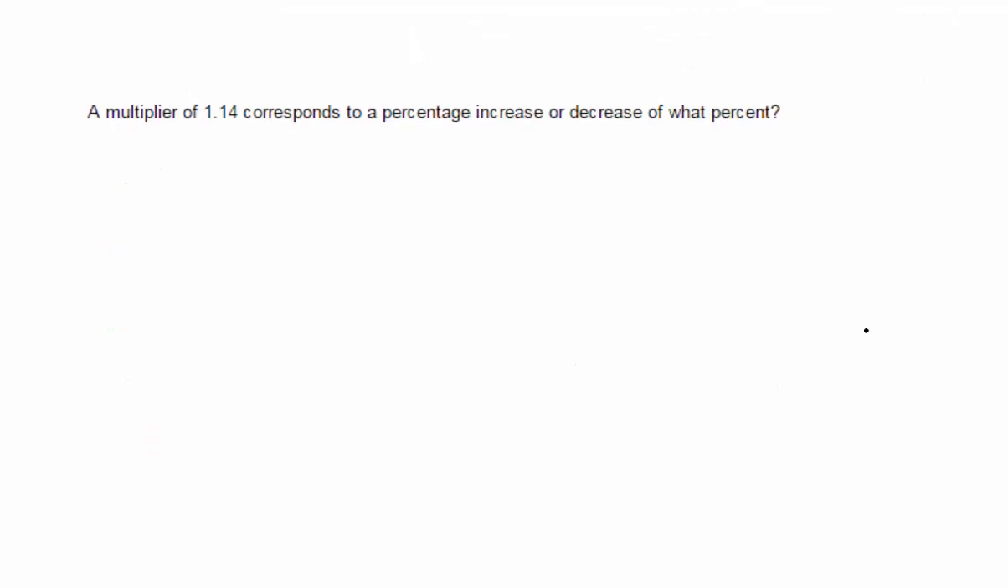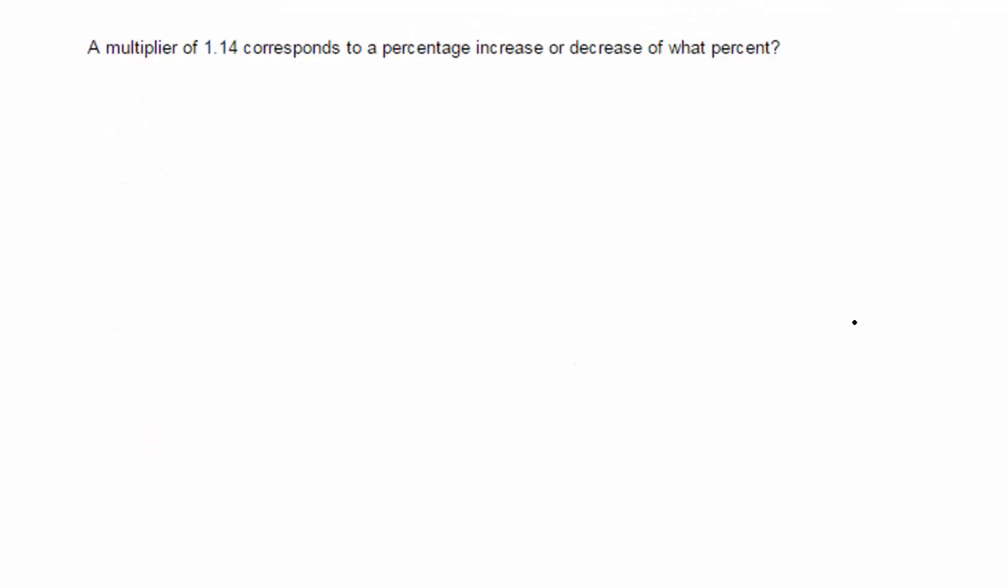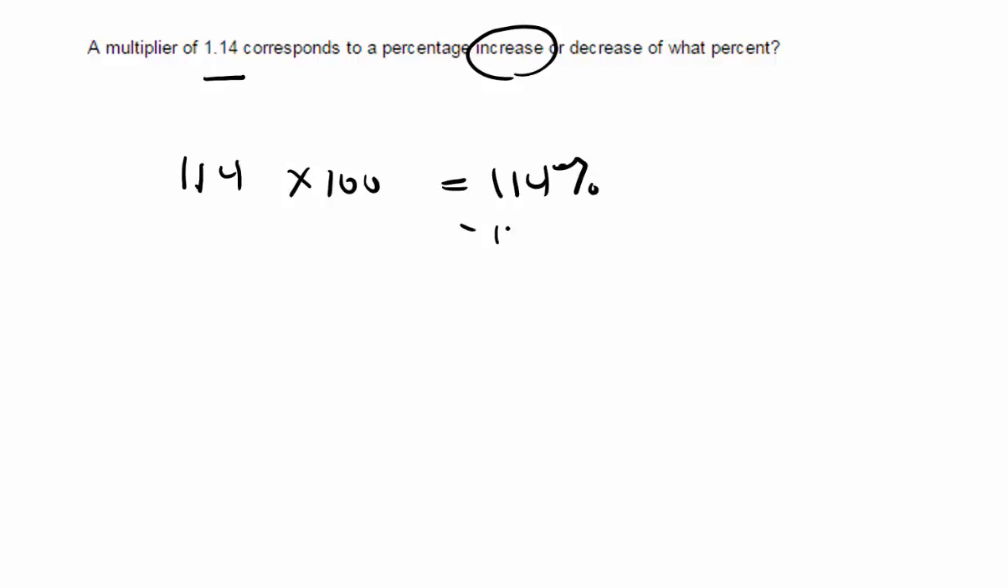Now let's turn it around and say you're given the multiplier and you want to find out if it's an increase or a decrease and of what percent. So the first thing we notice here, this is greater than 1, so I know it's going to be an increase. And what kind of an increase is it going to be? There's a couple of ways to do this. I think the easiest way is to convert this to a percent. So take 1.14 and multiply by 100. And so I get 114%. And if I subtract 100%, which is where I started, my increase is 14%.